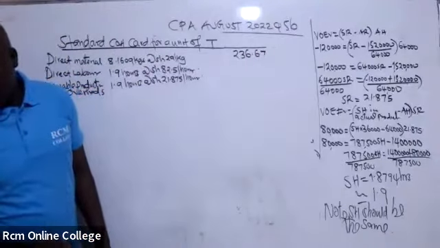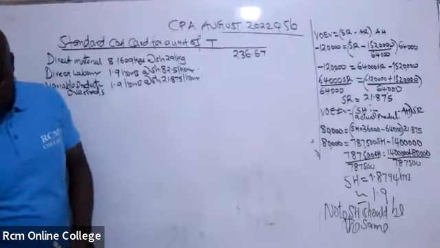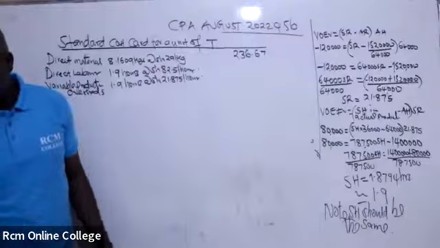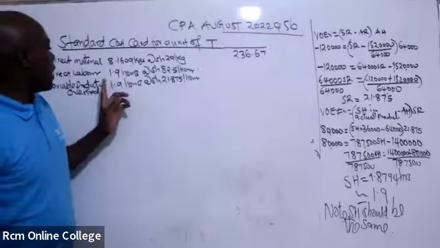236.67. You can see two different answers. Let the third person give us the answer for us to confirm who is right between the two. The third person, it is 0.67. Thank you. Good. Number 2.